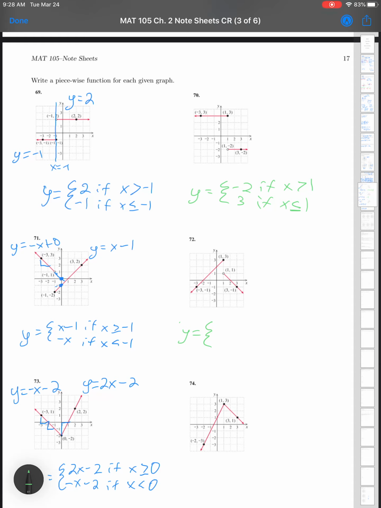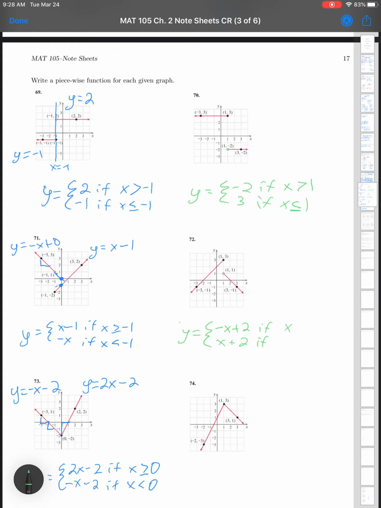So we've got y equals, and then you have to use the slope y-intercept. So the piece on the right here has a negative slope of 1, so the opposite of x. And then it would have had a y-intercept of 2, so the opposite of x plus 2. The one on the bottom has a positive 1 slope and a y-intercept of 2, so that's x plus 2.